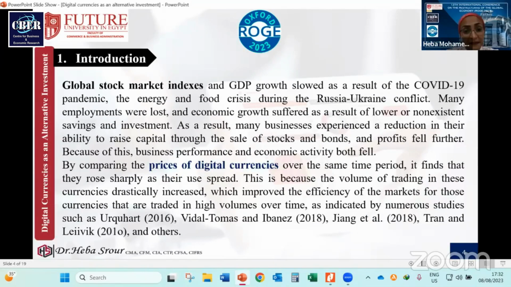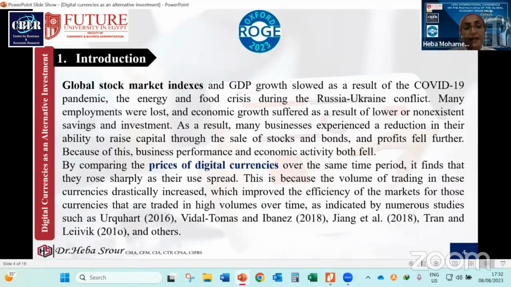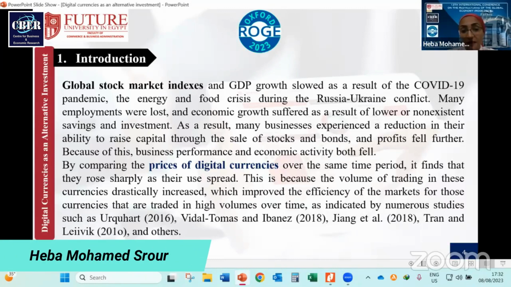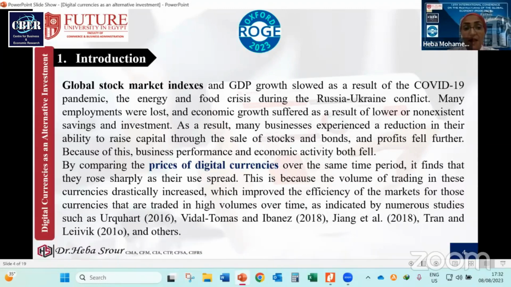But global stock market index and GDP growth slowed as a result of the COVID-19 pandemic, and the energy and food crisis during the Russia-Ukraine conflict. Many employment were lost and the economic growth suffered as a result of lower or non-existent saving and investment. As a result, many businesses experienced a reduction in their ability to raise capital through the sale of stocks and bonds, and the profit fell far. Because of this, business performance and economic activity both fell.